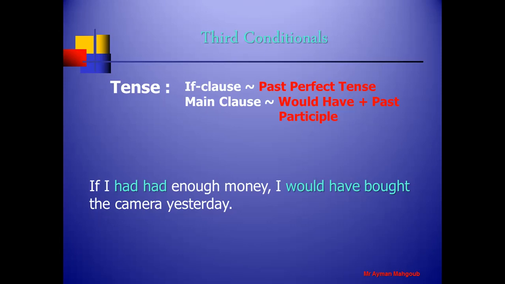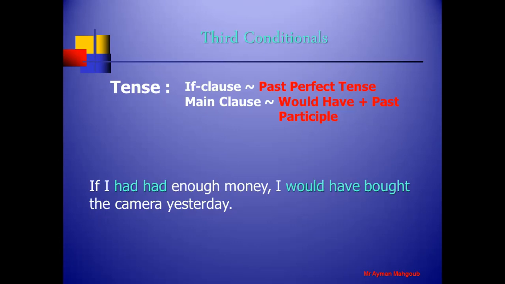Had is the past perfect of have. The first had is the auxiliary verb, and this second one is the past participle of have. If the verb were get, I would say had got. If it were study, I would say had studied. But because the verb is have, we say had. So if we had enough money, I would have bought the camera yesterday.